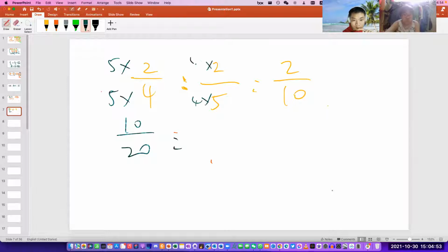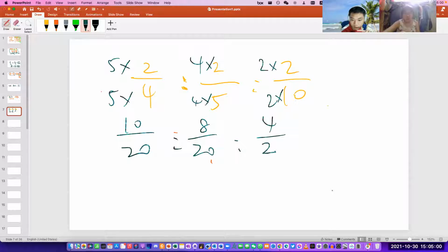Times 4 times 4. So it's 8 over 20. So this is 4 times 2 times 2. So it's 4 over 20. So can you see you have 20? So just cancel the 20. So it's 10 to 8 to 4. And then with this, you divide by 2 again.